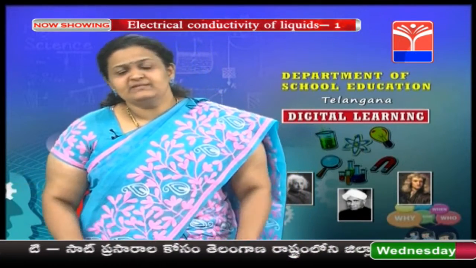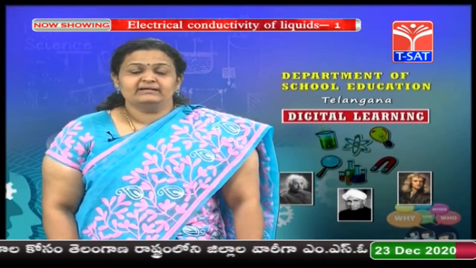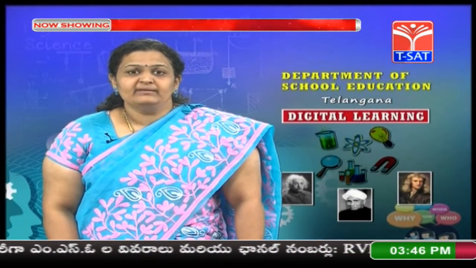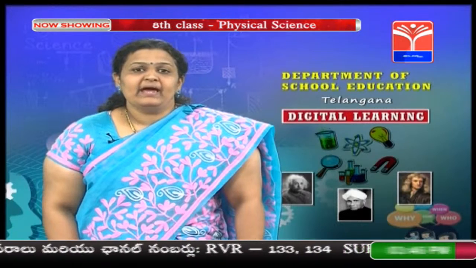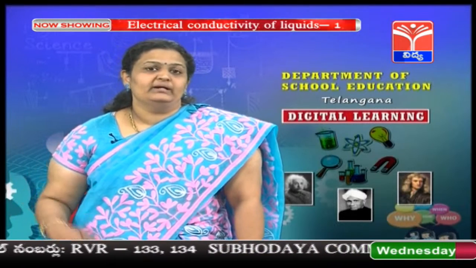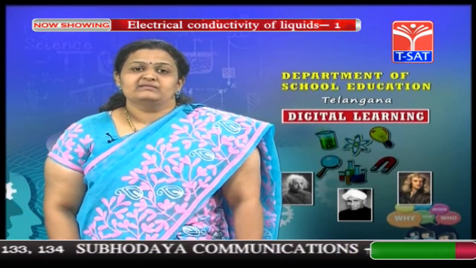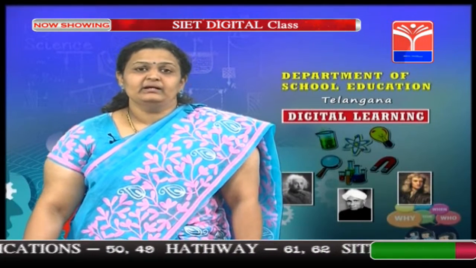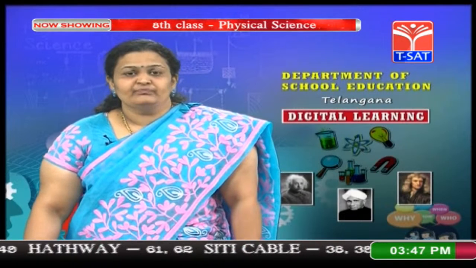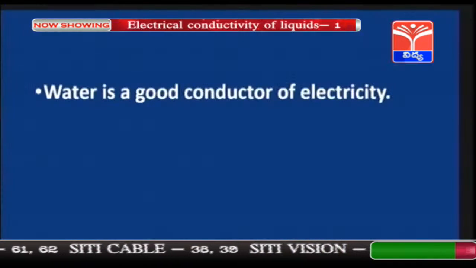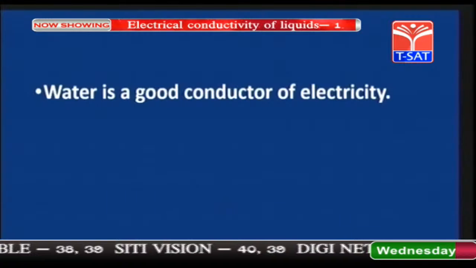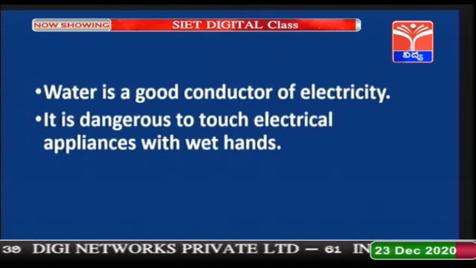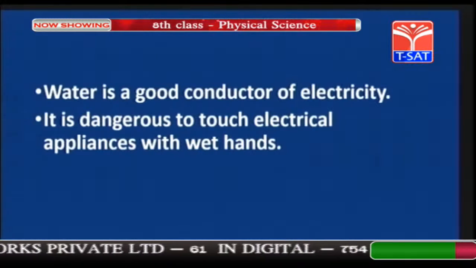What do we understand from this? Yes, of course, water can conduct electricity. Yes, this is what we understand from this. Water can pass electricity through it. That is the reason we are supposed to stay away from the electric poles when it is raining and not to touch the switches with our wet hands. Water is a good conductor of electricity. That is, we have understood now. It is dangerous to touch electrical appliances with wet hands.